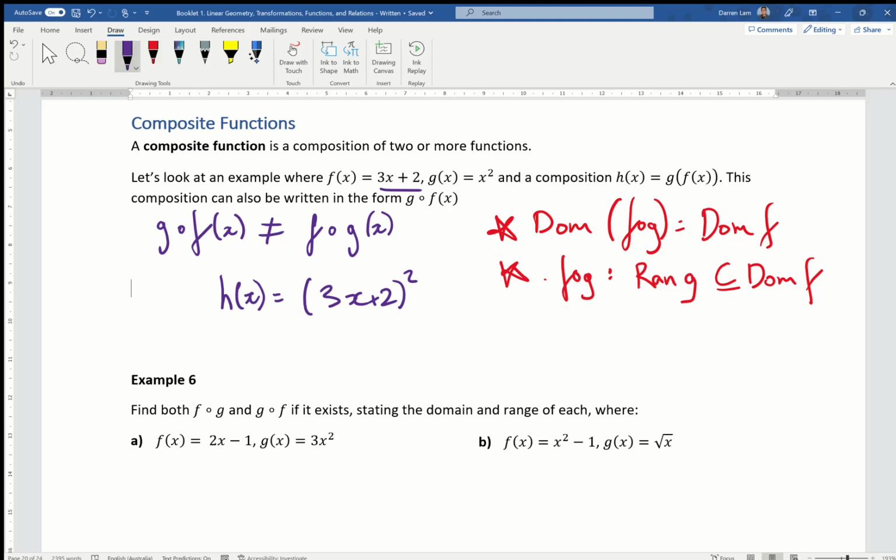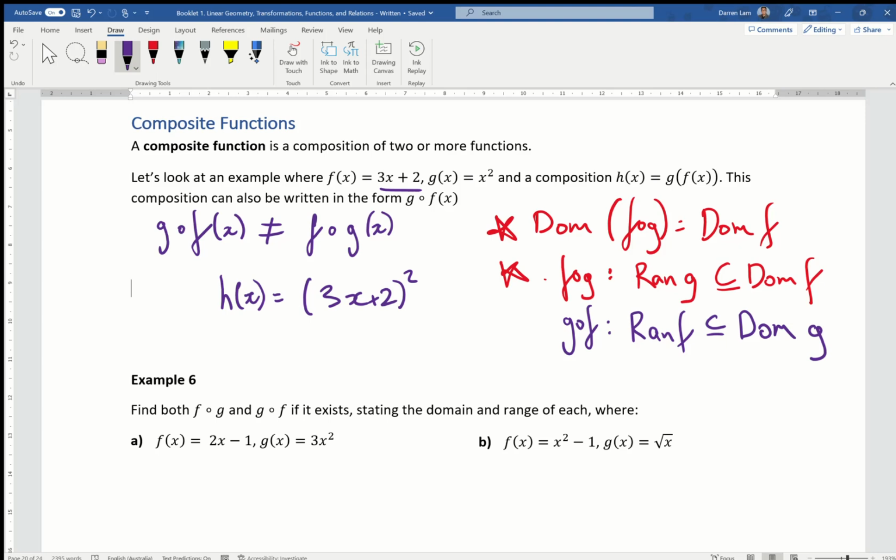This next one you can copy down if you'd like. It's just the opposite version of that for our g of f. So for g of f, the range of f is a subset of the domain of g. We'll apply that in a second. The first point basically says that once you've found your f of g, the domain of that is restricted by the domain of f. Pretty straightforward.